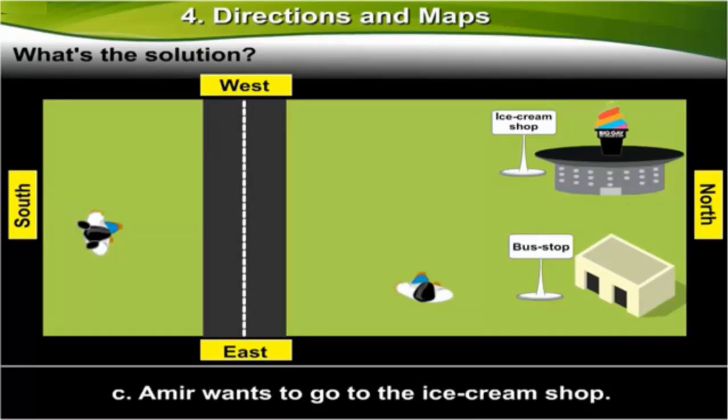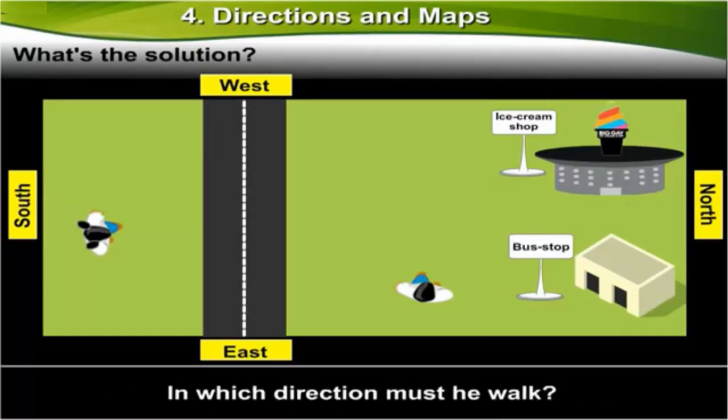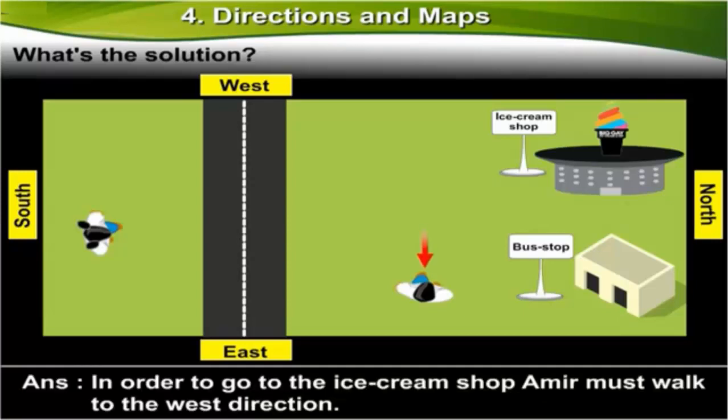C. Amir wants to go to the ice cream shop. In which direction must he walk? Answer. In order to go to the ice cream shop, Amir must walk to the west direction.